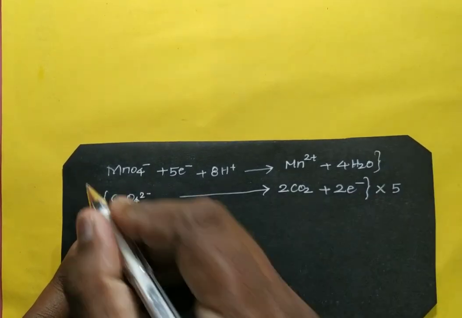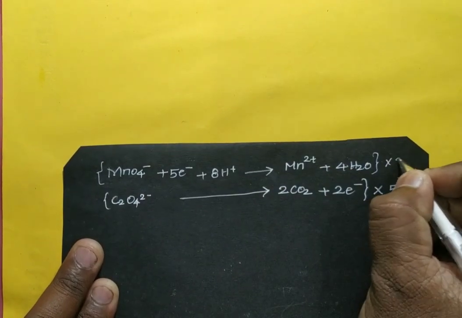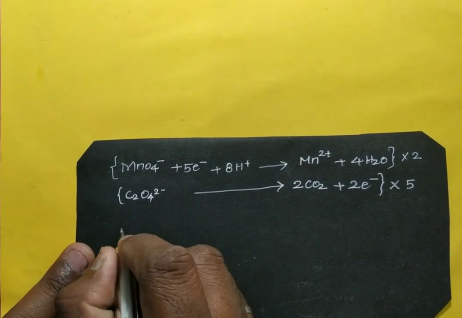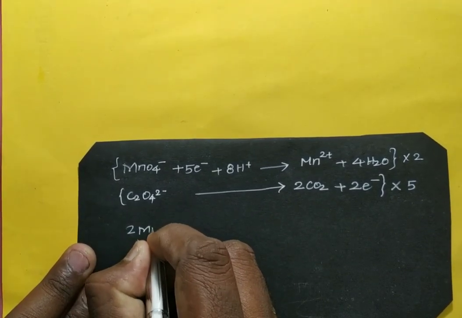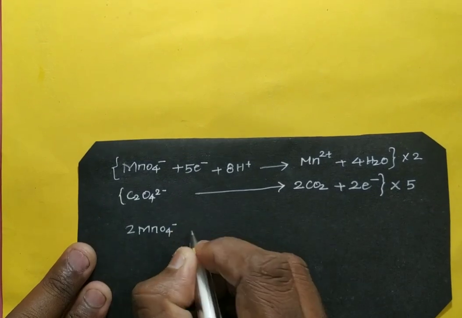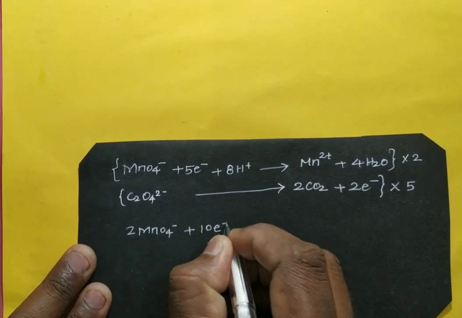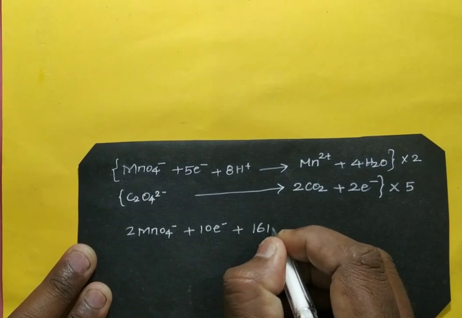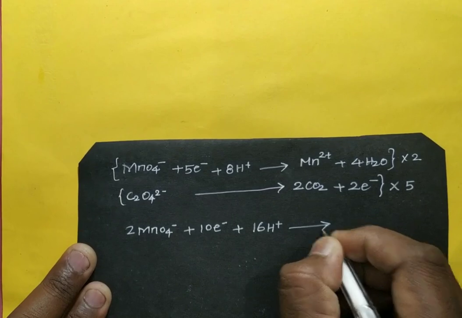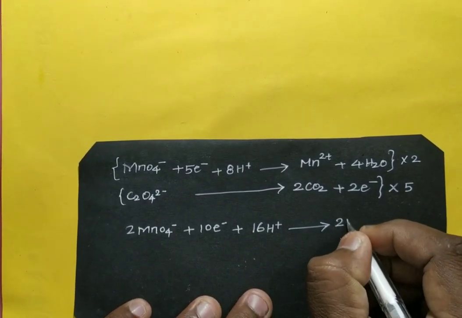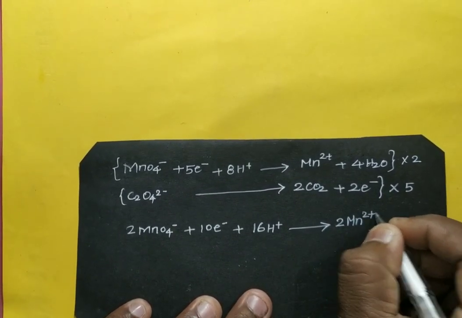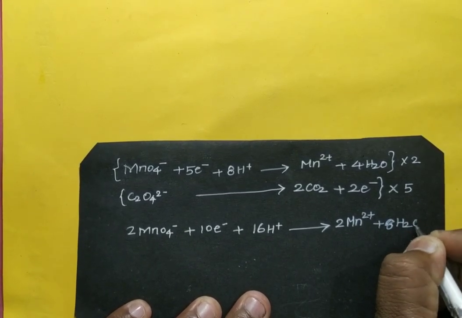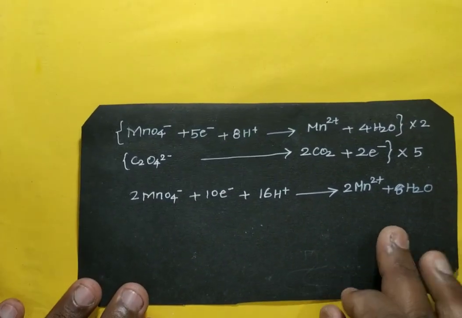The entire reduction equation is multiplied with 2. That is what this reduction equation becomes like this. That is 2 MnO4 minus plus 10 electrons plus, if we multiply with 8, 16 H plus are there. Along with that 2 Mn2 plus with 4 into 2, 8 H2O. Are you able to understand? This is what the reduction equation becomes.